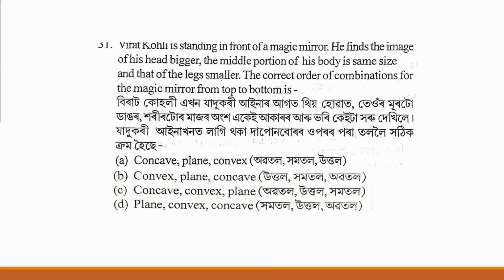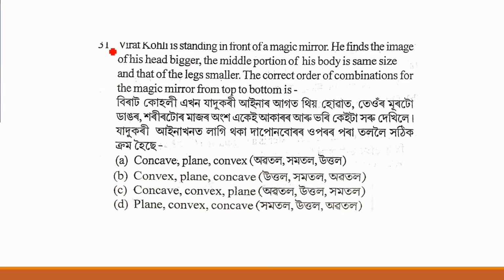Our next MCQ is, we can see here the question is given: Virat Kohli is standing in front of a magic mirror. He finds the image of his head bigger, the middle portion of his body in same size, and that of the legs smaller. The correct order of combination for the image magic mirror from the top to bottom is. So this is a conceptual question.